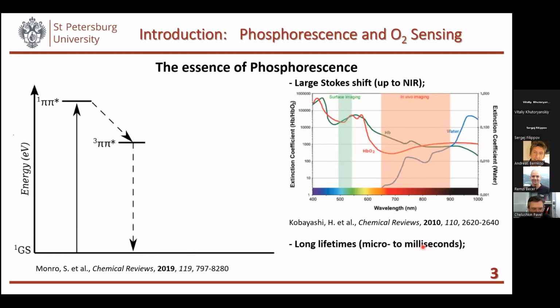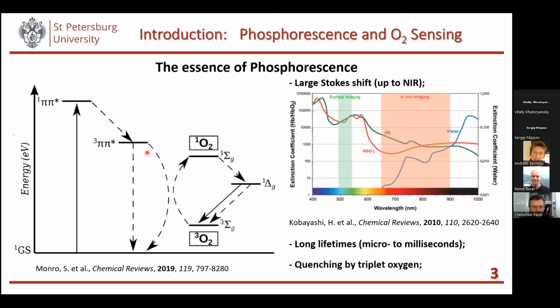in the excited states. And due to the long residence in these excited states and due to the triplet nature of this state, we also, of course, deal with strong quenching by triplet oxygen. And probably this feature is the most important for our research, because the emission intensity and lifetimes of phosphors, which is more important, are quite sensitive to the oxygen concentration.